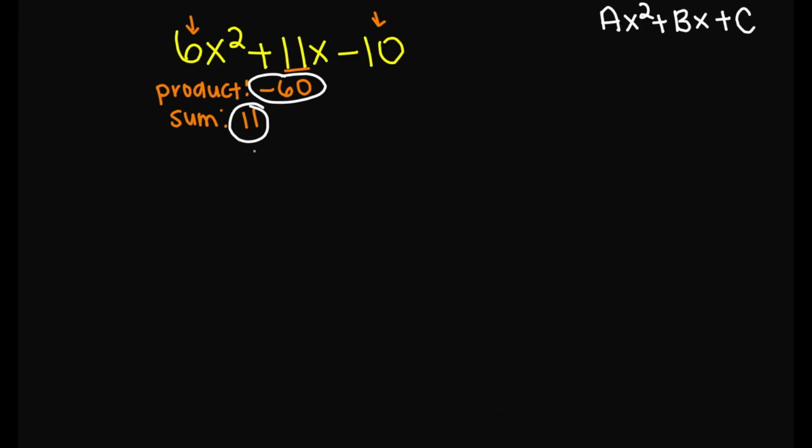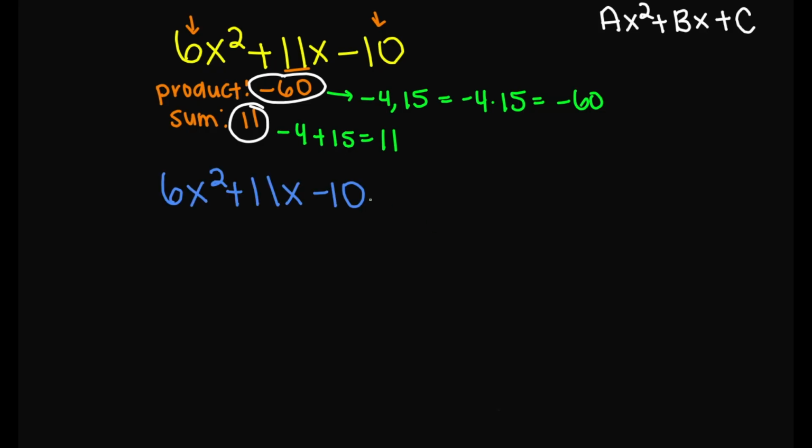And those numbers are going to be negative 4 and a positive 15, the two numbers that we're looking for. So if you multiply negative 4 times 15, this is going to give you negative 60. If you add negative 4 plus 15, this is going to give you a positive 11. So these are the numbers that are going to help us with our product and sum when we're factoring. And now we're going to split up my 11x. So 6x squared minus 4x plus 15x minus 10.